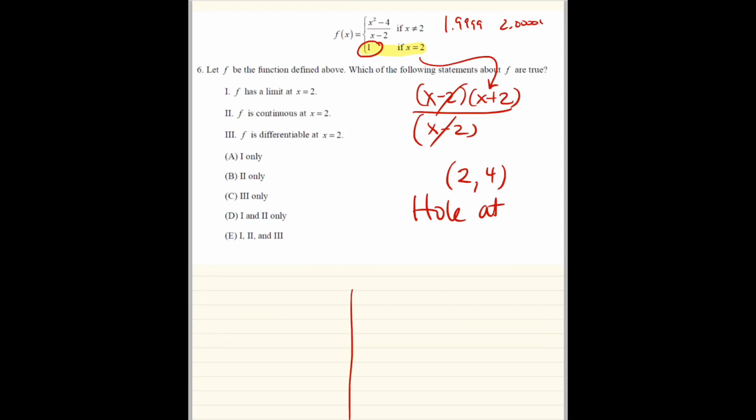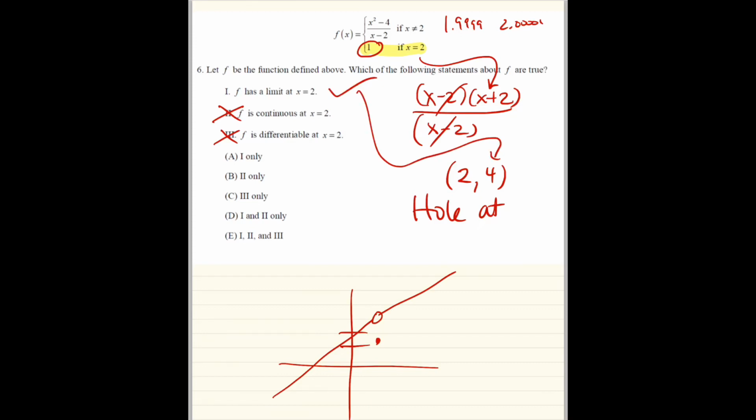So this graph actually looks something like this, with a y-intercept. You get to (2, 4), and then all of a sudden you're going to have something down here at (2, 1). And so there's a hole in the graph, so it's not continuous. Once it's not continuous, then it's not differentiable. And I know we haven't discussed derivatives yet, but that's something for now to take with you. But the limit does exist at 2. The limit is actually 4. So only 1 works, okay? I hope that makes sense.